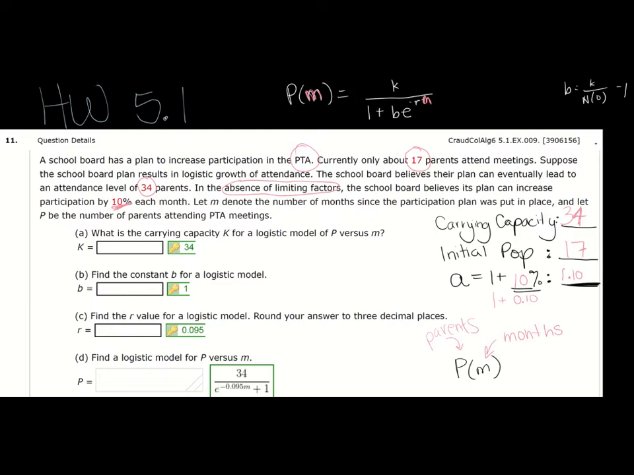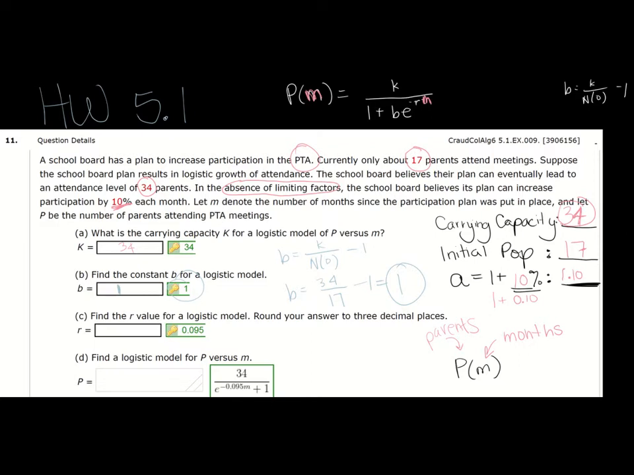What is the carrying capacity for the logistic model? Well, it's the maximum number of parents that this school board can support. It's 34. That's directly from context. Find the constant B for the logistic model. Let's do that. We have the formula B equals the carrying capacity divided by the initial population of the PTA minus 1. All right. Our B value then is 34, which is our carrying capacity divided by 17, which is our initial population, and subtract 1. Well, pop it in your calculator. 34 divided by 17 is 2. 2 minus 1 is 1, and you can see in the key, that's how they got the answer of 1.